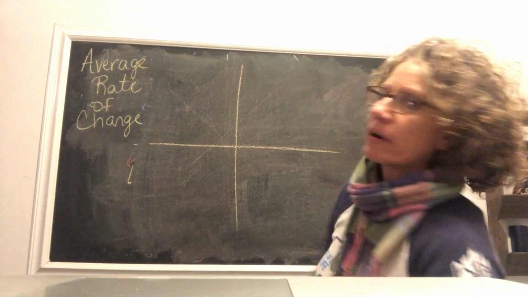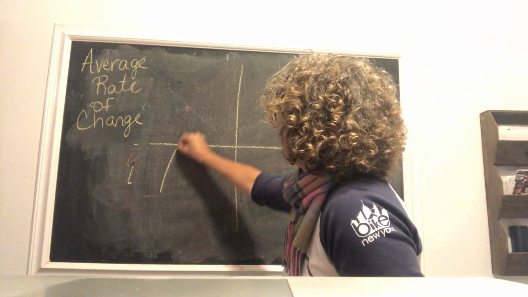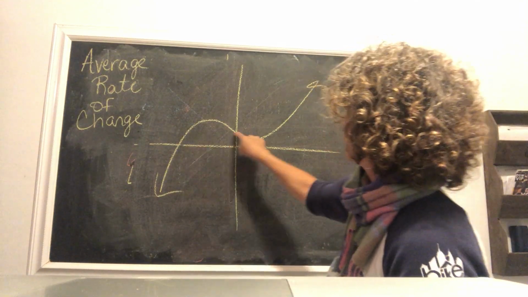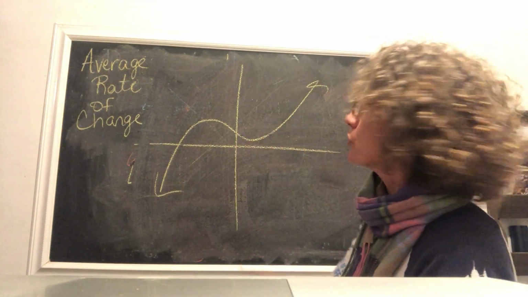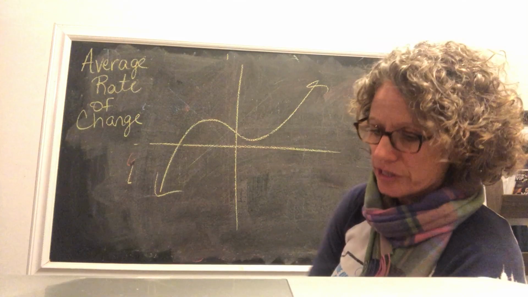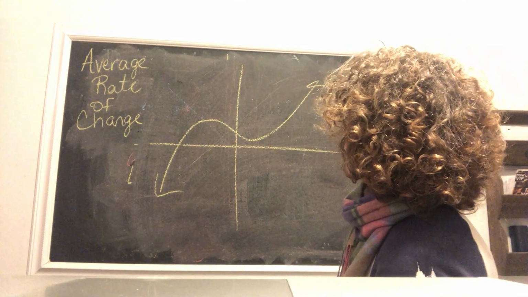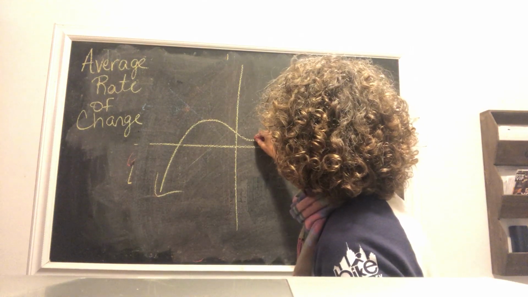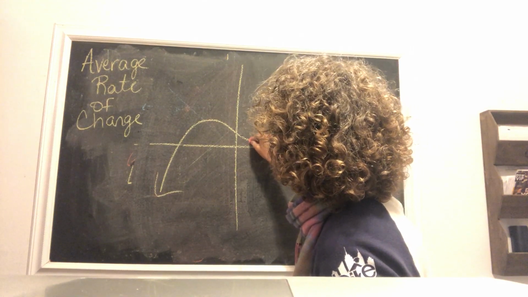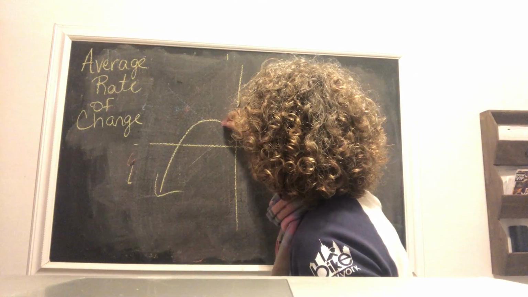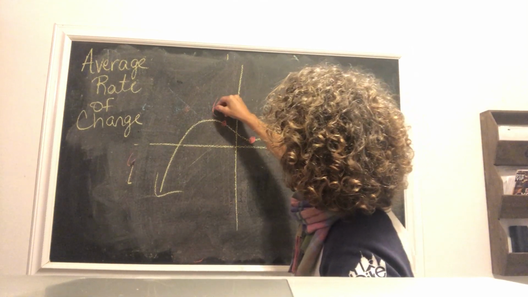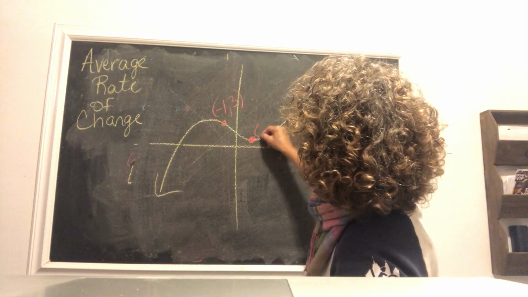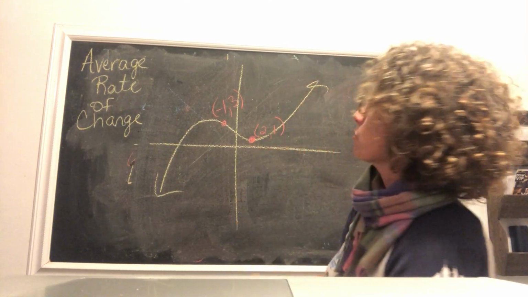Okay, so let's talk about how we calculate it. So say I have this function again. This is a cubic function with one real root and two complex roots. Notice it does not touch the axis at that point. And I want to calculate the average rate of change between, say, this point here and a point up here. Now I'm just going to arbitrarily call this (-1, 3), and I'm going to call this point (2, 1).